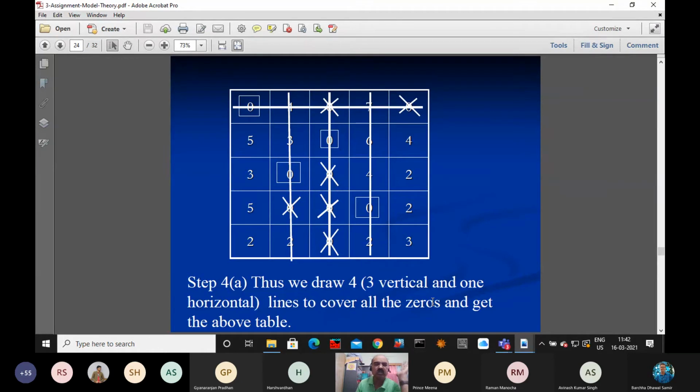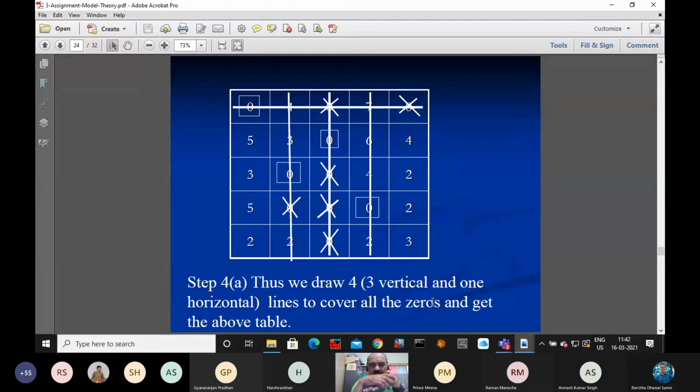Is it possible to cover all the zeros using fewer than 4 lines, maybe 3, maybe 2? Please check. Possibly, because in this method there may be some alternate optimal solution. So we have to be very cautious. Whatever you are doing is not unique; there may be multiple ways we can achieve that.